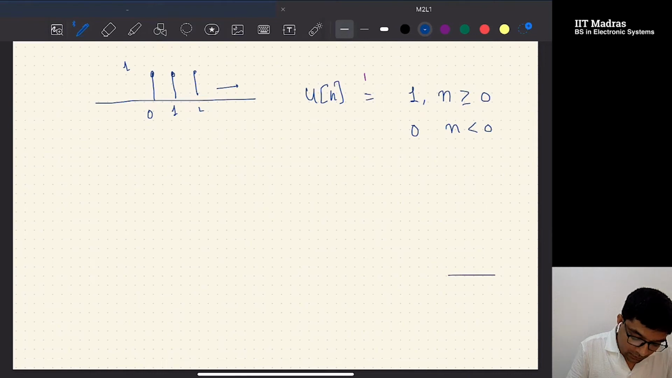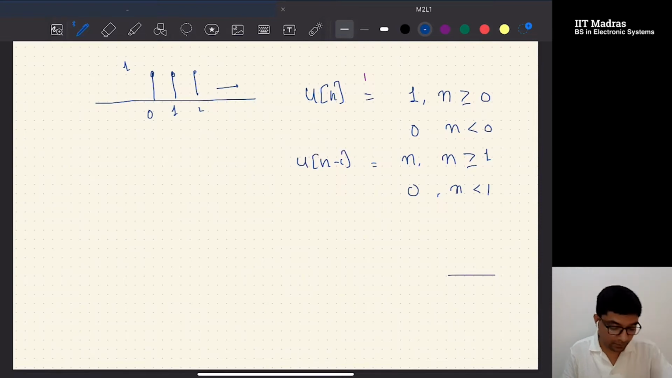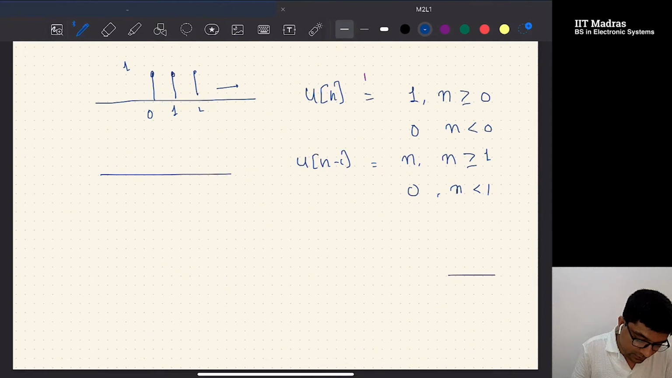Now if I do u of n minus 1, it will be 1 for n greater than or equal to 1 and 0 for n less than 1. This is just the step delayed by one time step. How will that look? If I just draw it here, this will be 0 until n equal to 1, and then start over from here and keep continuing.